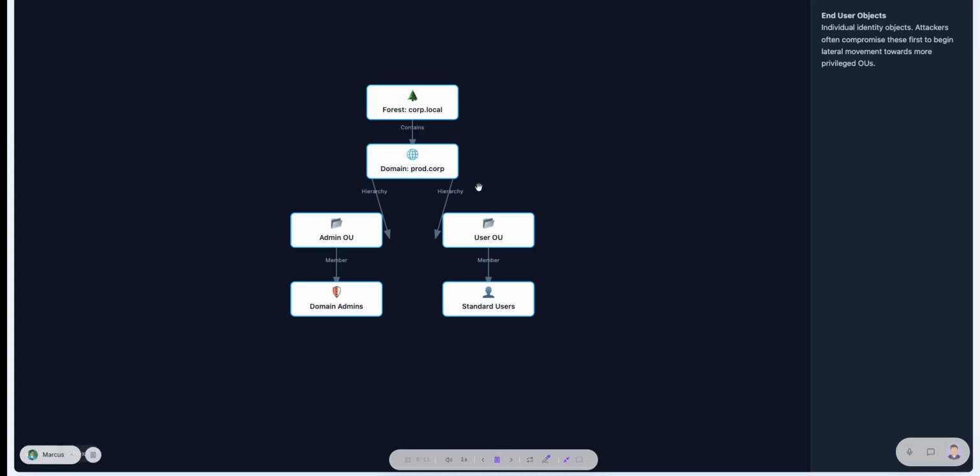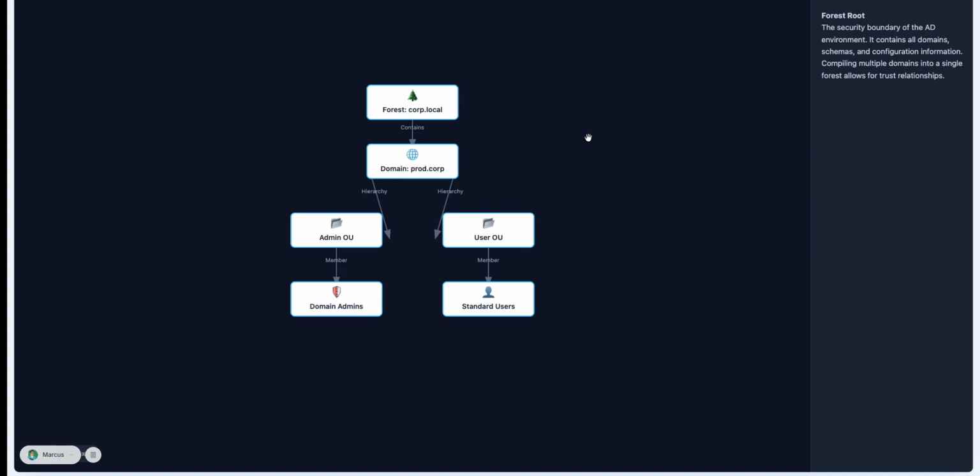In this diagram, we will explore the hierarchical structure of Active Directory and how it impacts your security posture. The forest is the ultimate security boundary. It defines the scope of trust for all objects within the organization. Below the forest is the domain. This is the primary administrative boundary where policies and security controls are enforced.